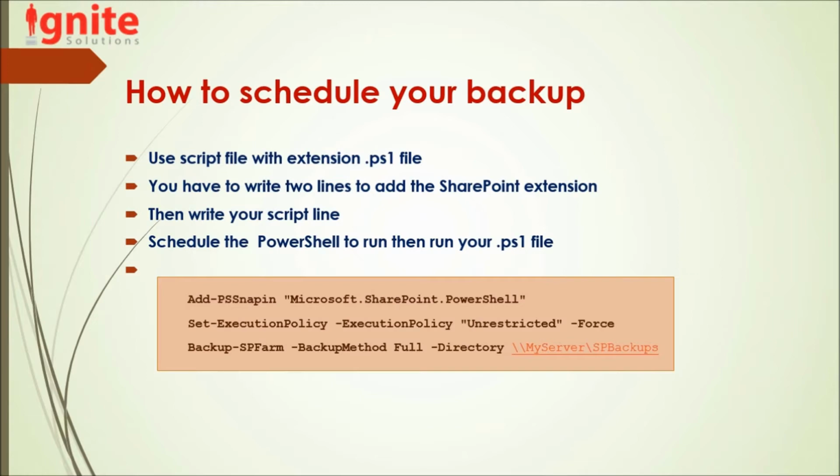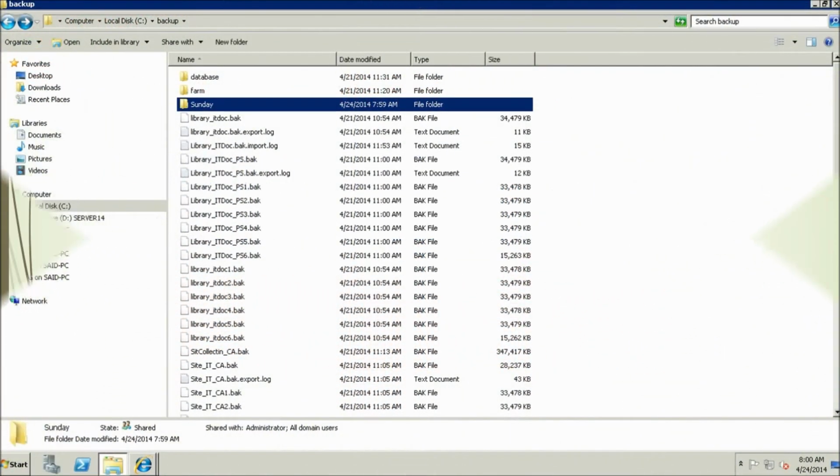To do so, you have to add 2 lines of code to your .ps1 file. The first one adds the SharePoint snap-in to the PowerShell session so it can understand that the commandlets belong to SharePoint. The second is for changing the execution policy. Then after, write your backup commandlet. Let me show you step by step. If you, for example, want to schedule a backup of your IT site every Sunday, what should you do? Okay, let me show you an example.